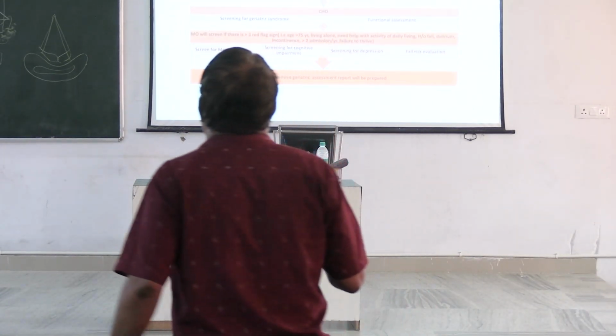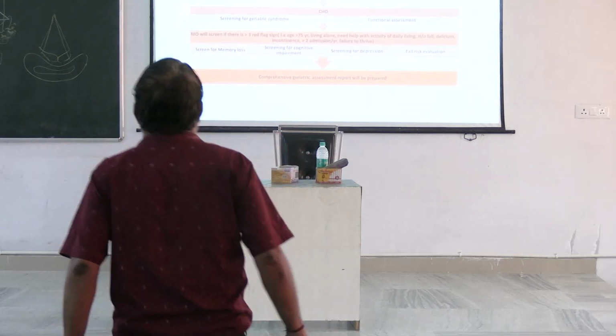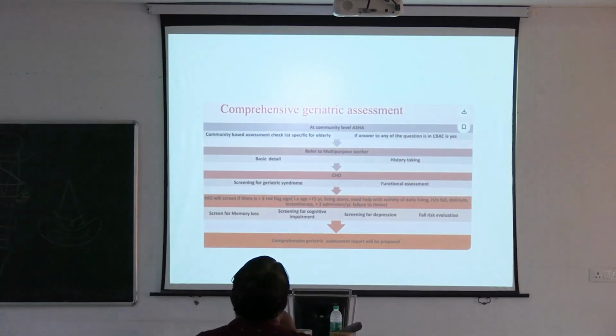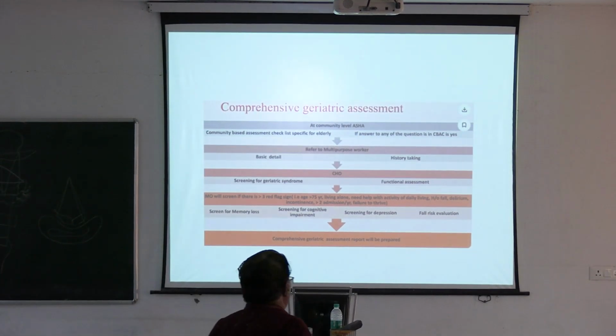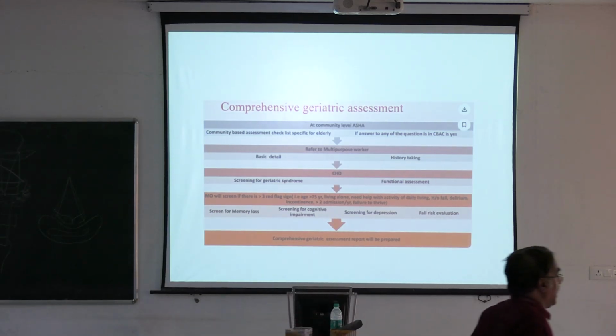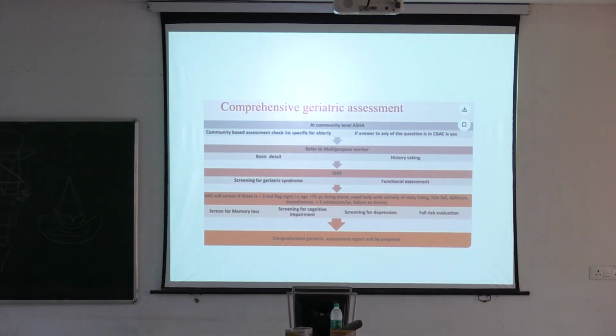But this is the thing. The important thing is, if there are more than 3 red flag signs: more than 75 years, living alone, needing help for daily activity, history of fall, delirium, incontinence, more than 2 admissions per year, and failure to thrive, then the medical officer does a comprehensive geriatric assessment.